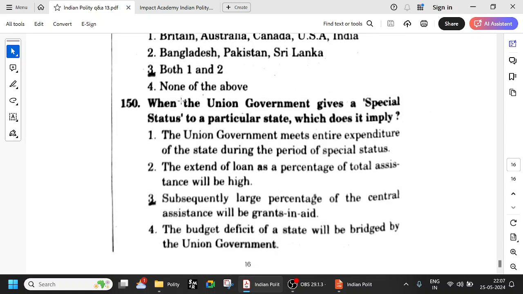So when the Union government gives a special status to a particular state, what does it imply? Special category status. Subsequently, a large percentage of the central assistance will be in grants in aid. So grants in aid means free, no interest, nothing. If you get special category status, it doesn't mean that the Union government will meet the entire expenditure, no, or extend loans as a percentage, not this also. Budget deficit, not that one. So basically, a large percentage of the central assistance will be in the form of grants in aid. That's why many states will ask for special status.